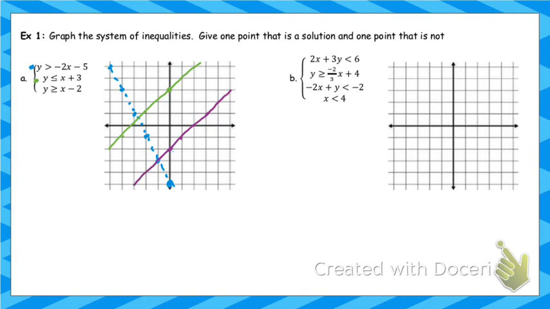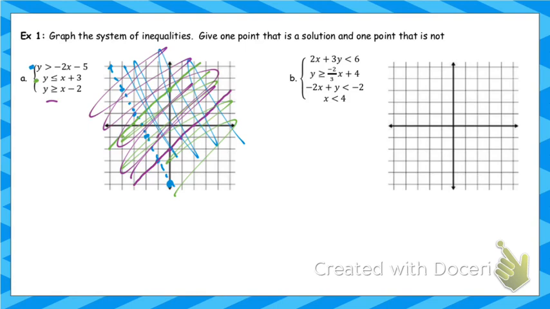So now I need to look at my shading. Shading on this blue graph, it's going to be y is greater than the blue line, so above the blue line. For the green line, I'm shading below. And for the purple line, I'm shading greater than or equal to, so I'm shading above.